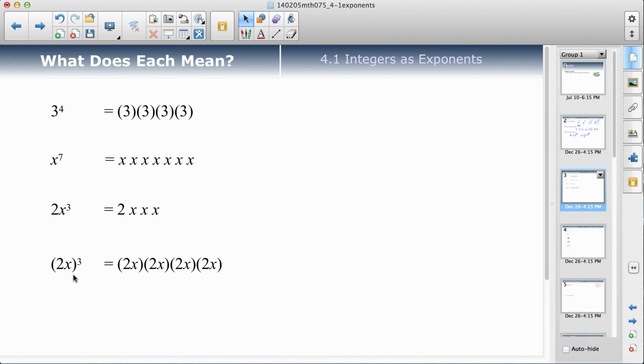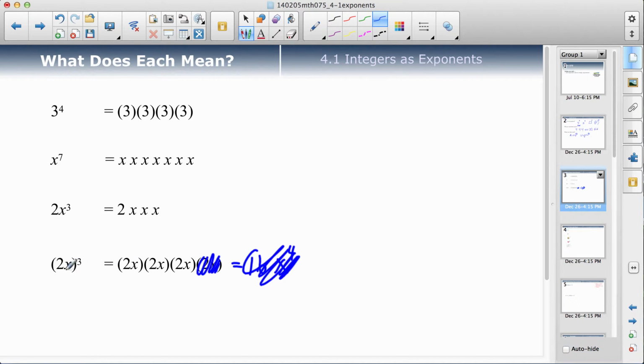Notice the difference between these two here. This one, I just have 2x cubed. That 3 only pertains to the x. It just says I have 3 x's. But in this case here, the 3 means I have 3 of whatever's in brackets. Notice that the answer to each of those will be different. Oh, how come I have 4 there? There should just be 3. That's not right. So with 3 of those, the answer would be 8x cubed. Whereas the answer to this one is just 2x cubed. So these two are different.